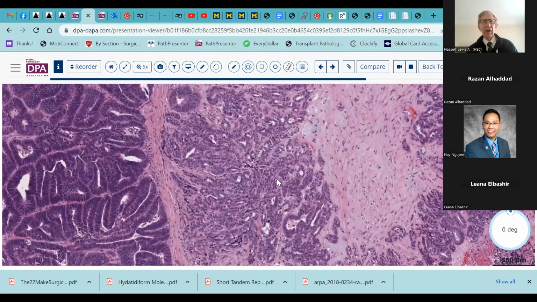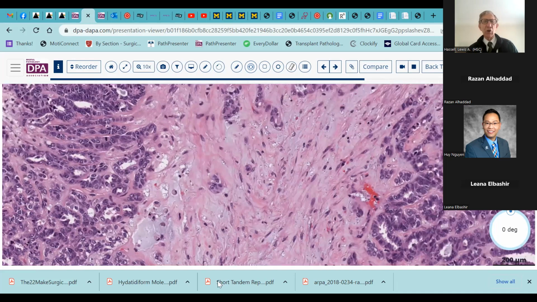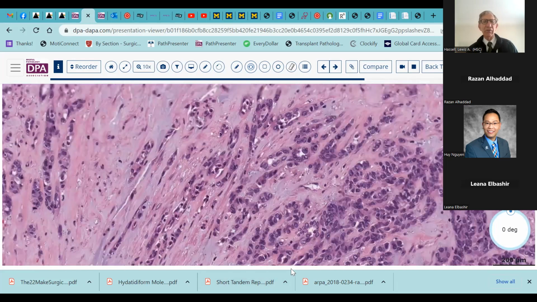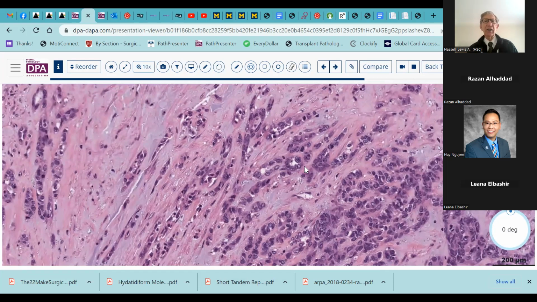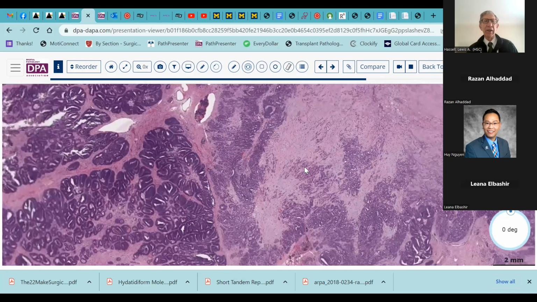Now, it also had these areas where it was becoming a little more poorly differentiated, sort of infiltrative, almost sarcomatoid appearing, with these very narrow cords of cells infiltrating through a somewhat myxoid and fibrous stroma.